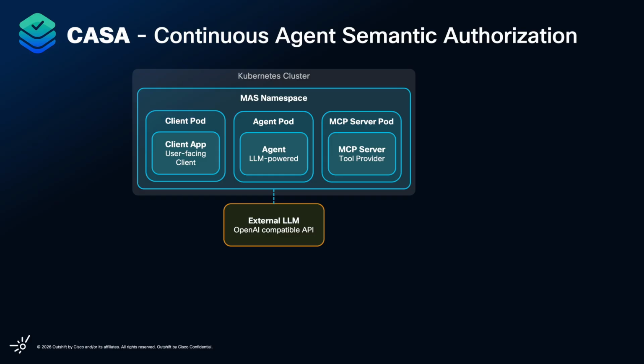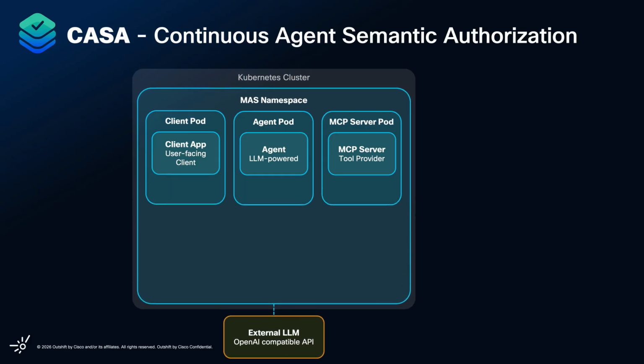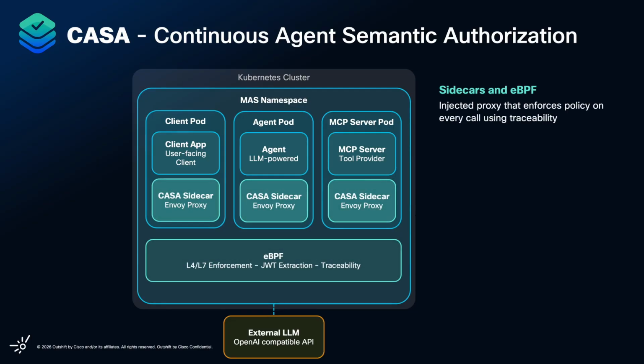those calls are appropriate. In the first step of introducing CASA, we inject sidecars and attach an eBPF program. The CASA sidecar is an envoy-based proxy that gets automatically injected into every pod in the multi-agent system namespace. It intercepts all inbound and outbound network traffic, without requiring any changes to the applications themselves. Alongside the sidecars, an eBPF program is attached to the network stack, enforcing policies at the kernel level and binding calls together through traceability.